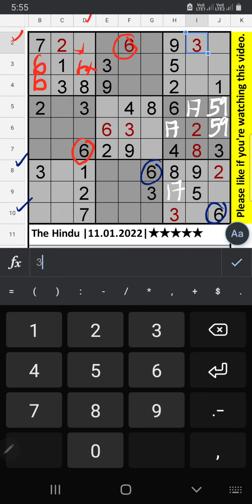8th row and 10th row we have 6. So 6 can't come in these cells. And column B we have 6. So 6 can't come in this cell. Then 6 is confirmed here.